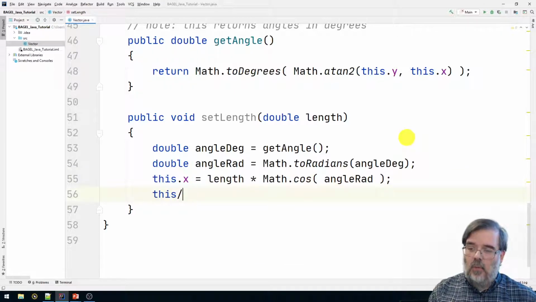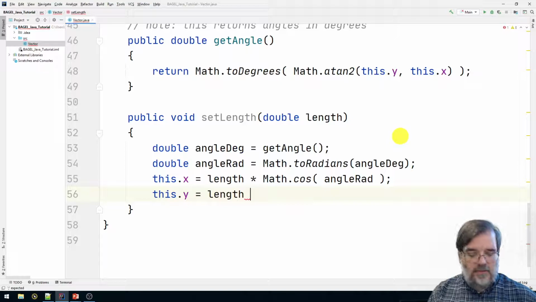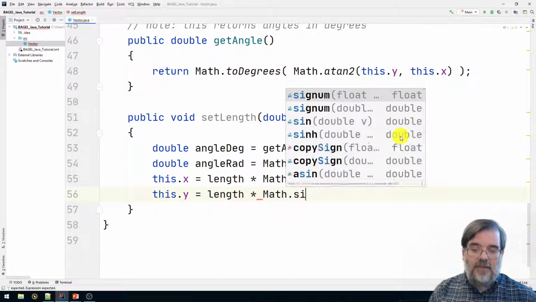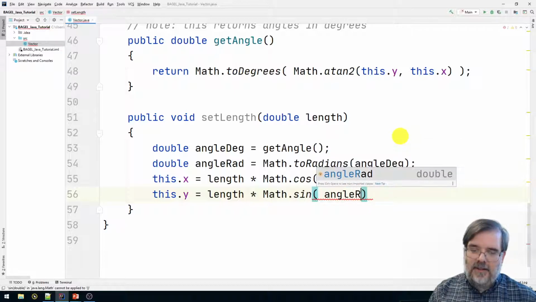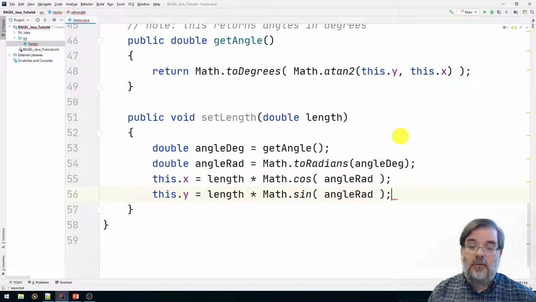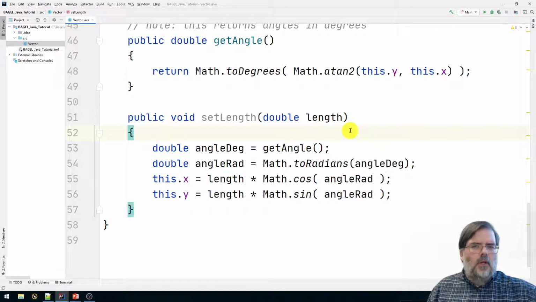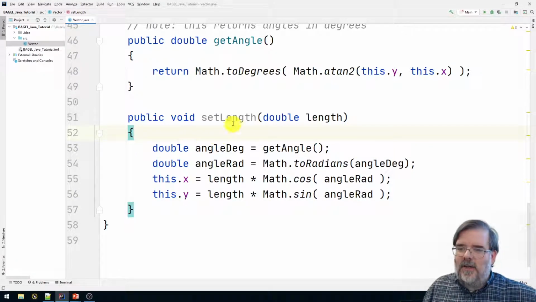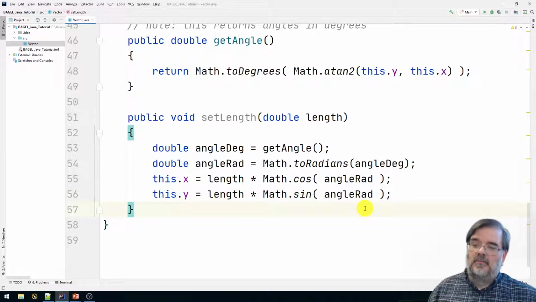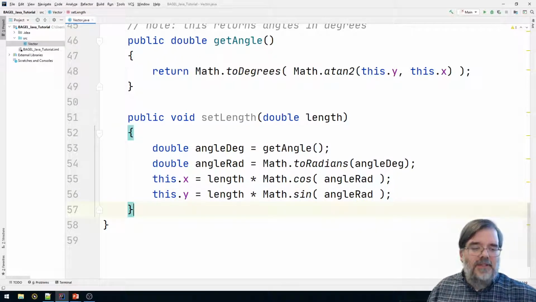All right, and to calculate the y component, the length of the opposite side, again, that's the length, or the hypotenuse, times math.sin. And again, the math class functions want their angle measurements in radians. All right, so hopefully that makes sense. If you want to change the length of a vector, first store the angle, and then use our formulas to calculate x and y in terms of the length and the angle. Setting the angle is going to be a similar process.